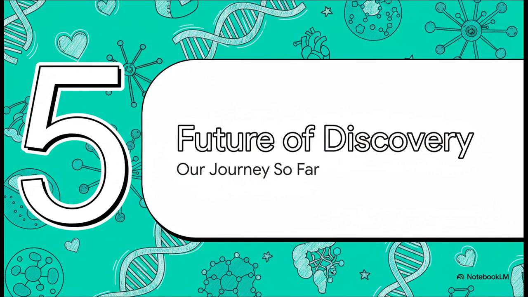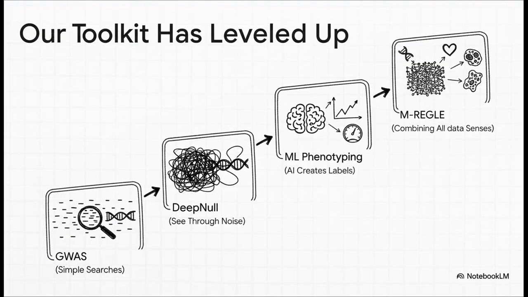So what a journey, right? We've basically watched the scientific toolkit for understanding our DNA level up again and again, with each new idea building on the one before it. I mean, think about it. We went from those early, simple searches with GWAS to getting a whole lot smarter about seeing through the biological noise with DeepNull. Then we took a huge leap and let the AI create its own, much better labels. And finally, we taught it to combine all its senses with MRegel. Every single step has peeled back another layer of the onion, getting us closer to the real biology underneath.